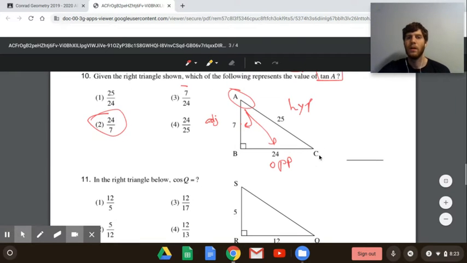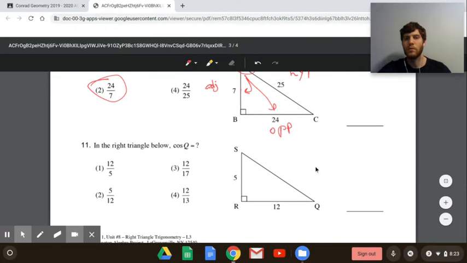Okay. 11 is the same thing, except this time you're finding cosine of Q. So label your hypotenuse, which is this side. Well, this one's a little more challenging. Okay, they only give us 2 sides of the triangle. We need to find the third side, but we can do that.